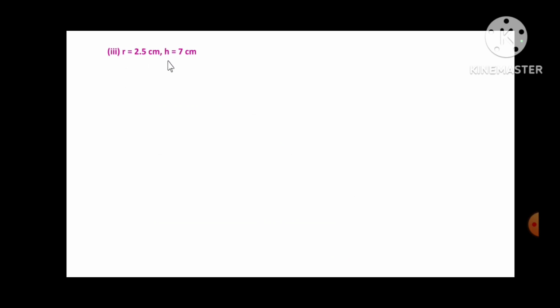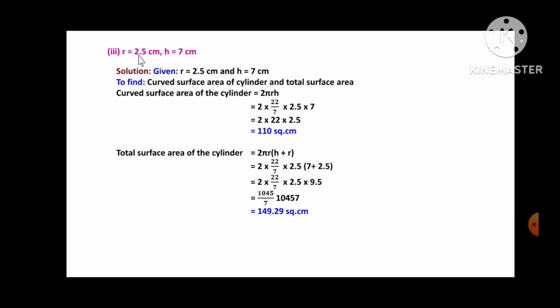R is 2.5 centimeter, H is 7 centimeter. Friends, here these are the values of R and H. We have to calculate here the same things, curved surface area and total surface area. We'll substitute the values. Curved surface area is equal to 2πrh, the formula. So we'll put the values: 2 into 22 upon 7 into 2.5 into 7. R is 2.5 and H is 7. After simplification, we will be getting 2 into 22 into 2.5. 7 gets cancelled. So the product of this is 110 square centimeter.